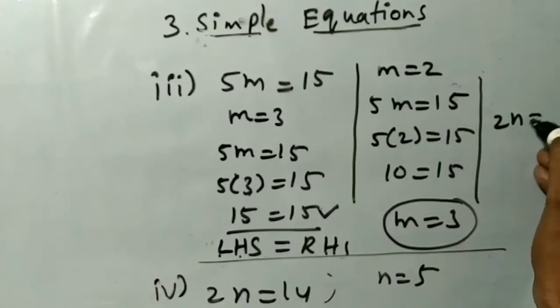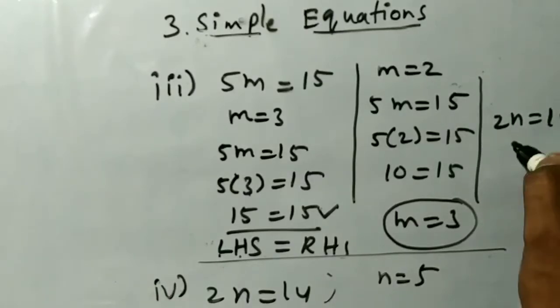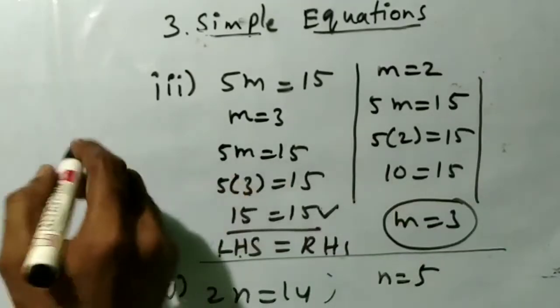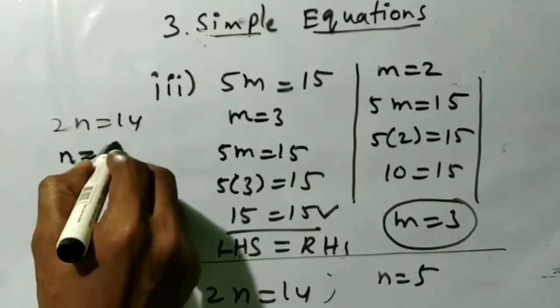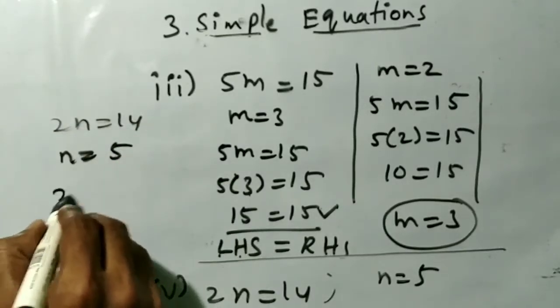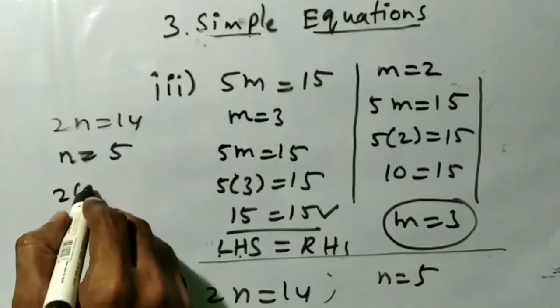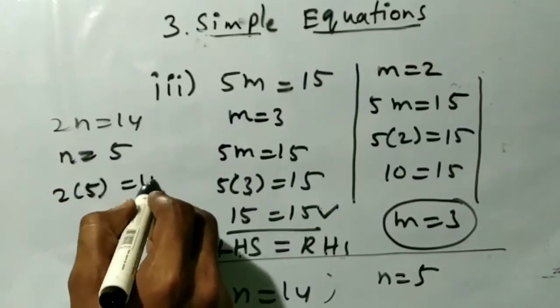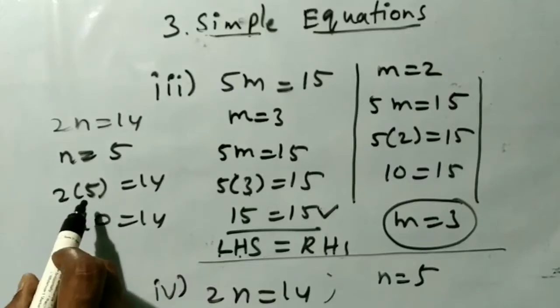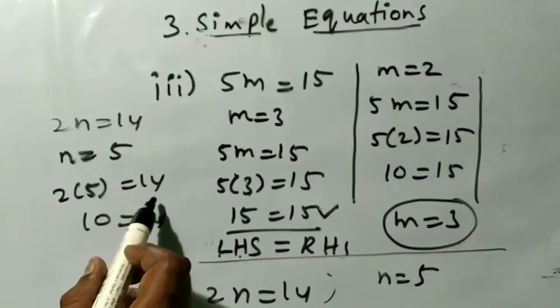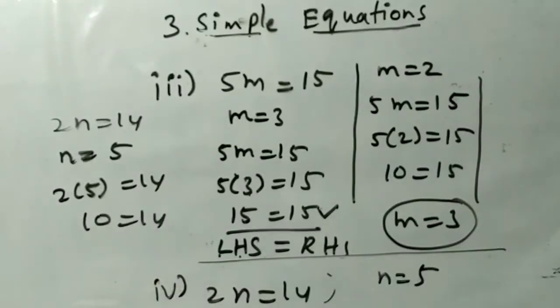2n is equal to 14. If we take n is equal to 5, we substitute the value of n here. 2 5s are 10, which is not equal to 14. We have to substitute values until we get 14. You can try the fourth one.